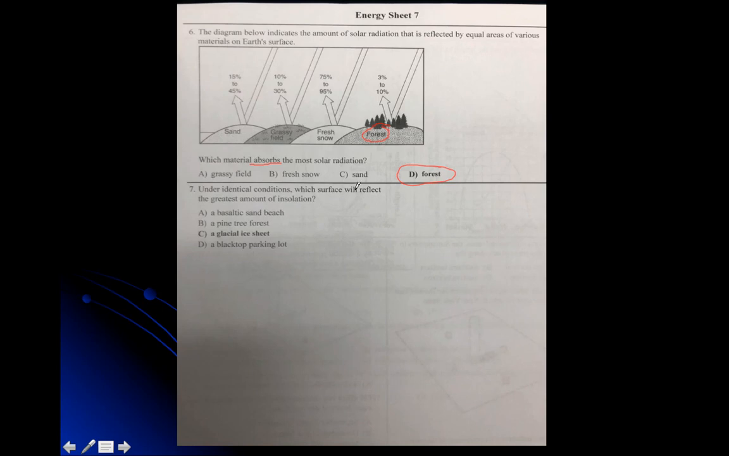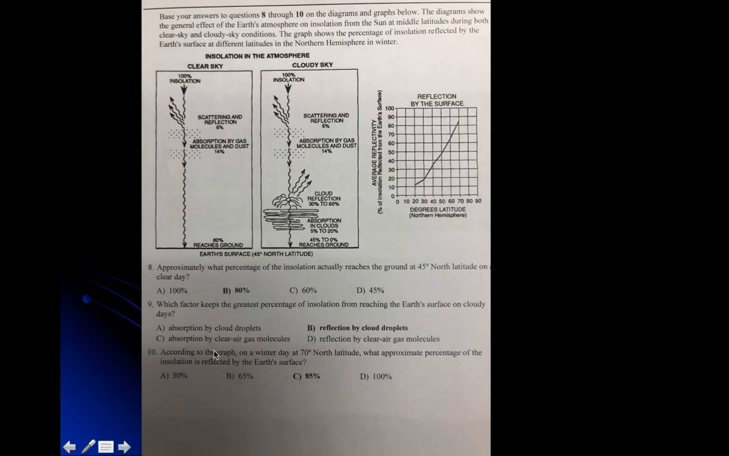Under identical conditions, which surface will reflect the greatest amount of insolation? Like we just said, it's either snow or a glacier, glacial ice sheet. And lastly, they give you a group question here. They give you two pictures. I could read this whole thing, but the key thing to know here is this is at different latitudes in the northern hemisphere in winter.